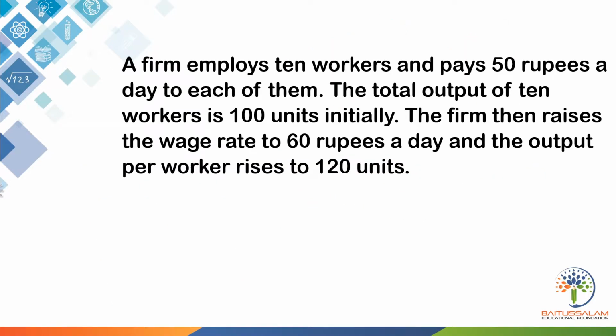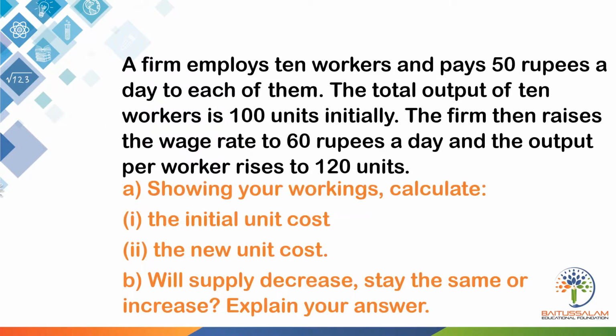Activity. A firm employs 10 workers and pays 50 a day to each of them. The total output of 10 workers is 100 units initially. The firm then raises the wage rate to 60 a day and the output per worker rises to 120 units. A. Showing your workings, calculate: 1. The initial unit cost. 2. The new unit cost. B. Will supply decrease, stay the same or increase? Explain your answer.